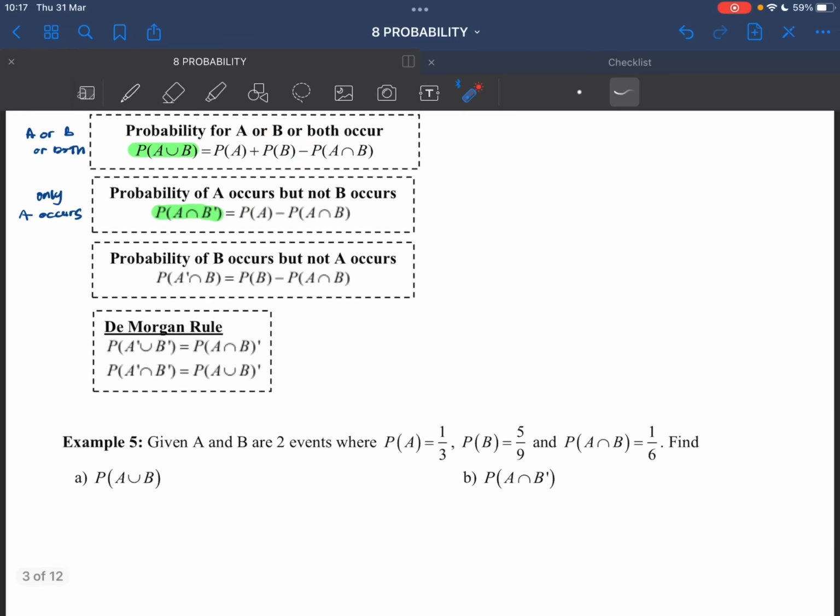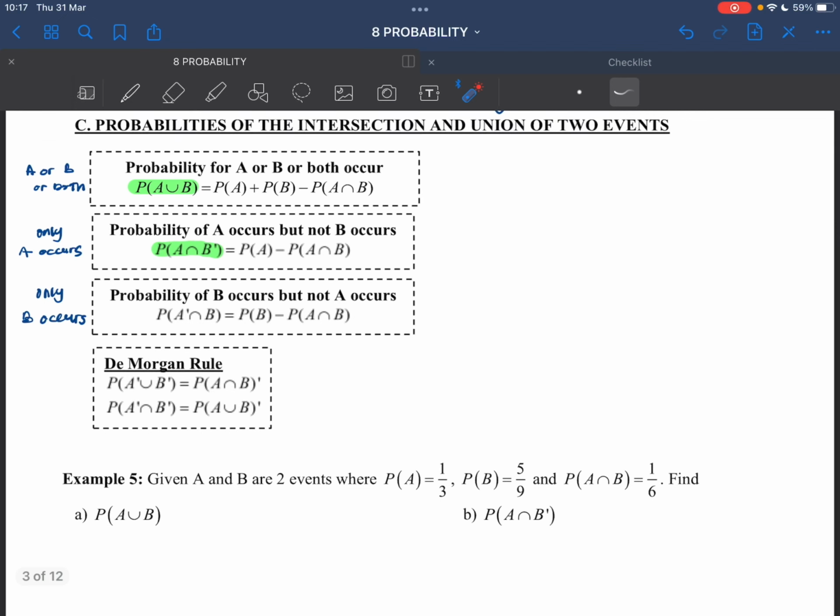The same goes for the probability that B occurs but not A occurs, so only B occurs. Vice versa from this one here, we have P(A prime intersect B) equals P(B) minus P(A intersect B). It is almost the same as the previous one, but here only B occurs, so that means you don't need P(A).